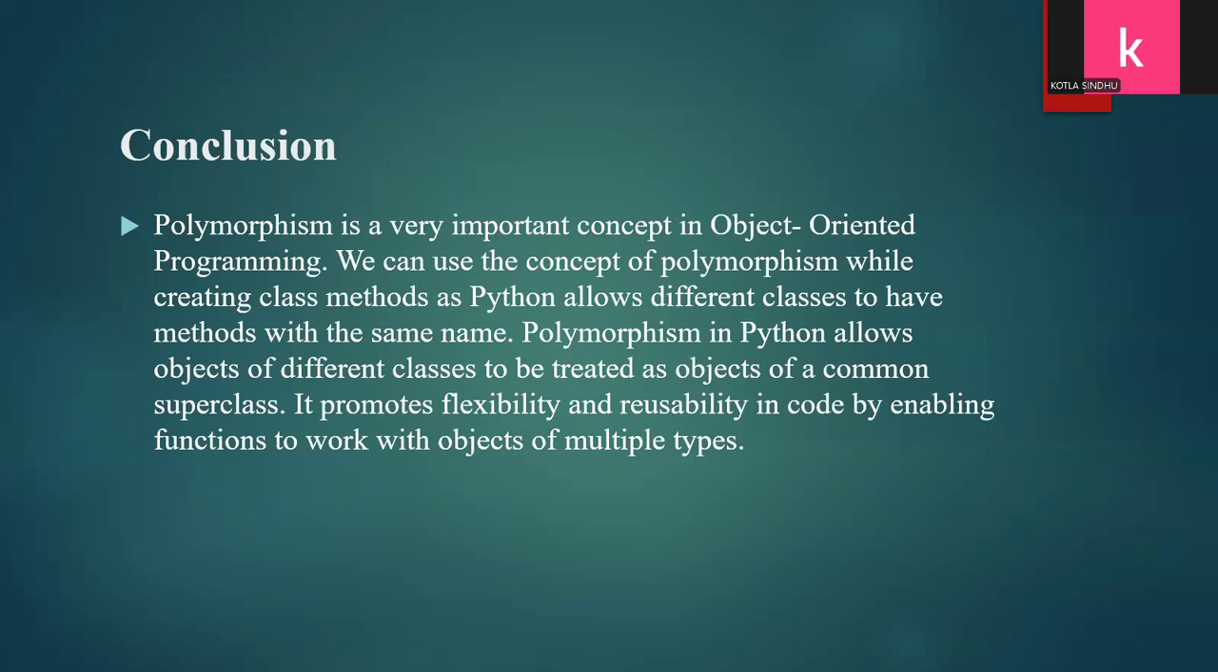Next, finally, we will get the conclusion. Polymorphism is a very important concept in object-oriented programming. We can use the concept of polymorphism with class methods of different classes with the same name to create methods also. Polymorphism allows different classes to be treated as objects of a superclass, and it gives reusability and flexibility, allowing code to be used multiple times.